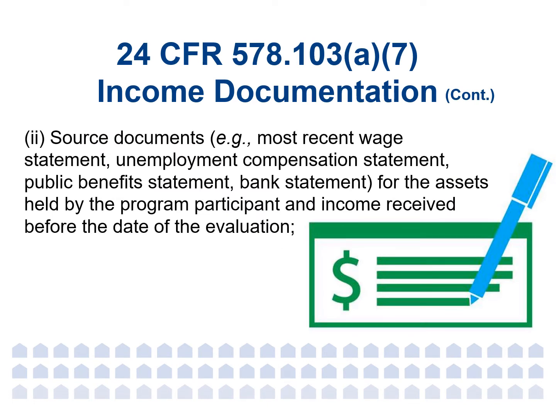24 CFR 578.103(a)(7) also sets forth the order of priority for income documentation. Source documents are the preferred form of documentation when the participant has income. This is usually pay stubs or a benefits letter or printout.